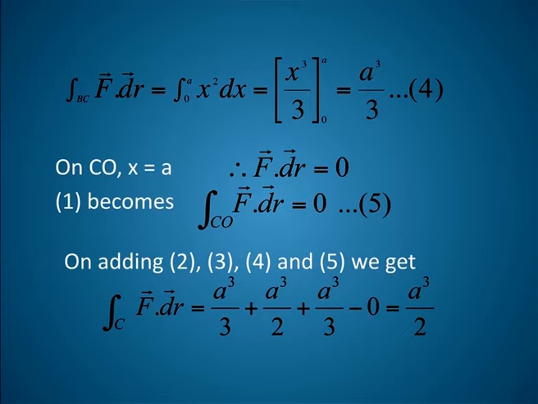And at the last, the fourth part of the integral towards CO, we have x is equal to 0, therefore, dx is equal to 0 and f dot dr becomes 0. Therefore, the fourth integral here along CO is 0. Adding all the four, we find the integral over C of f dot dr equal to a cube by 2.